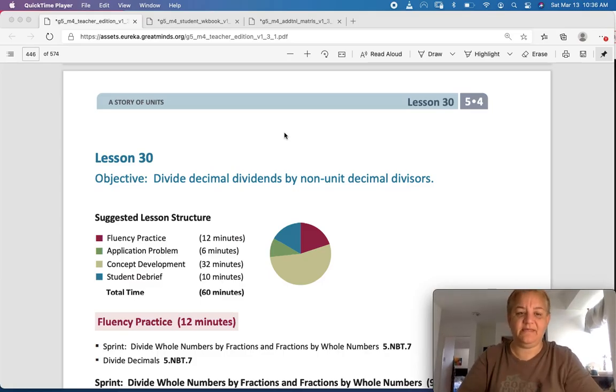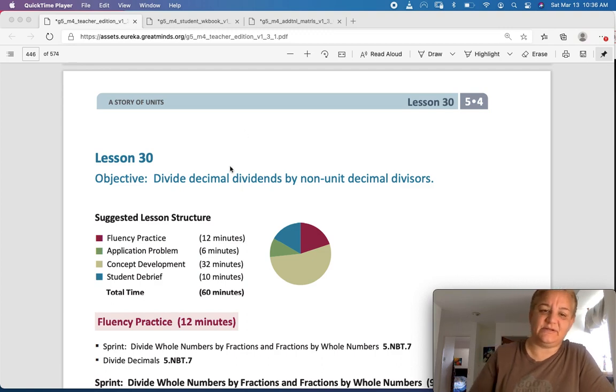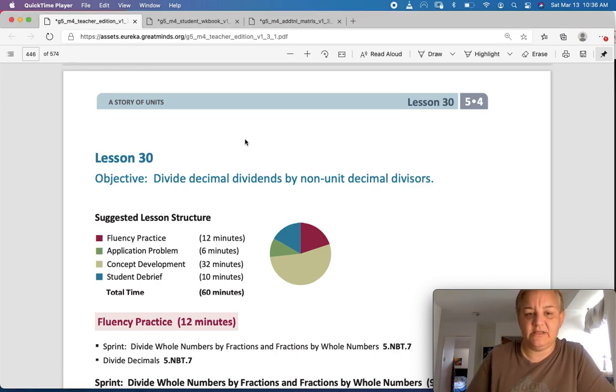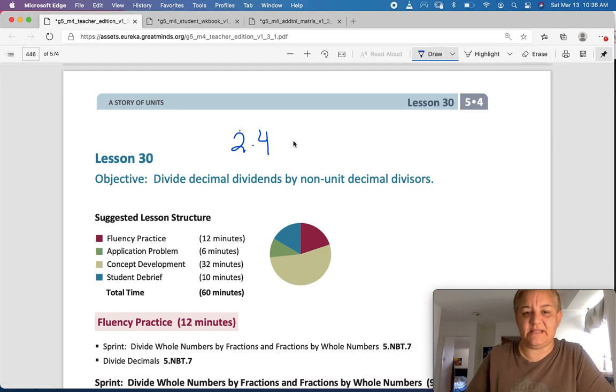Welcome to Eureka Math. This is Module 4, Lesson 30, and we are still working with division today. And we're going to divide decimal dividends by non-unit decimal divisors. So this will be something like, a decimal dividend could be something like 2.4, and a non-unit decimal divisor could be something like 6/10. Okay, so we're going to learn how to do this today.